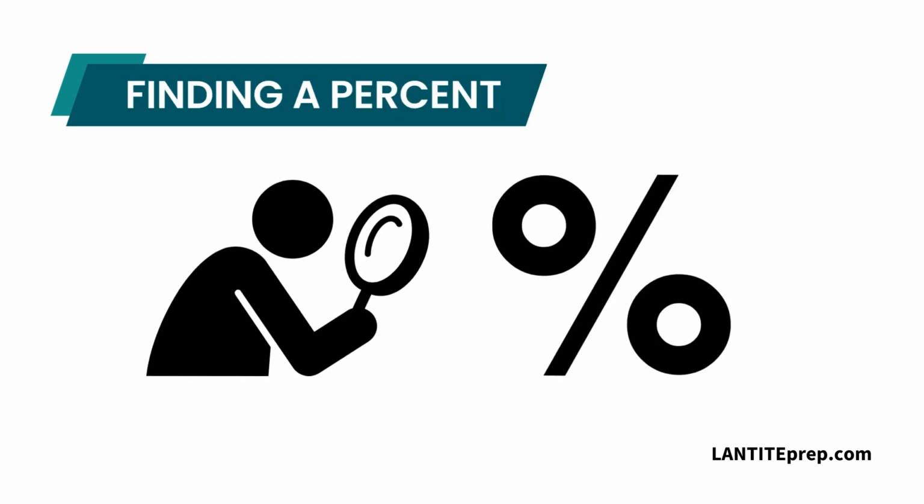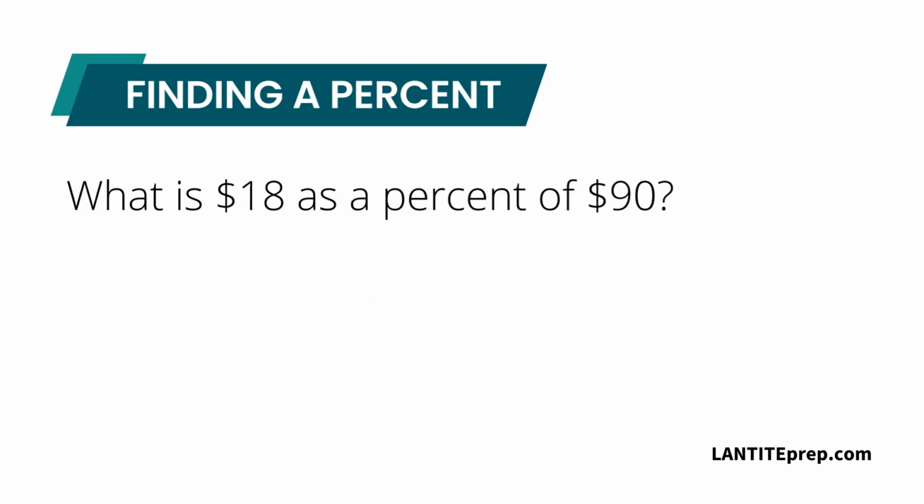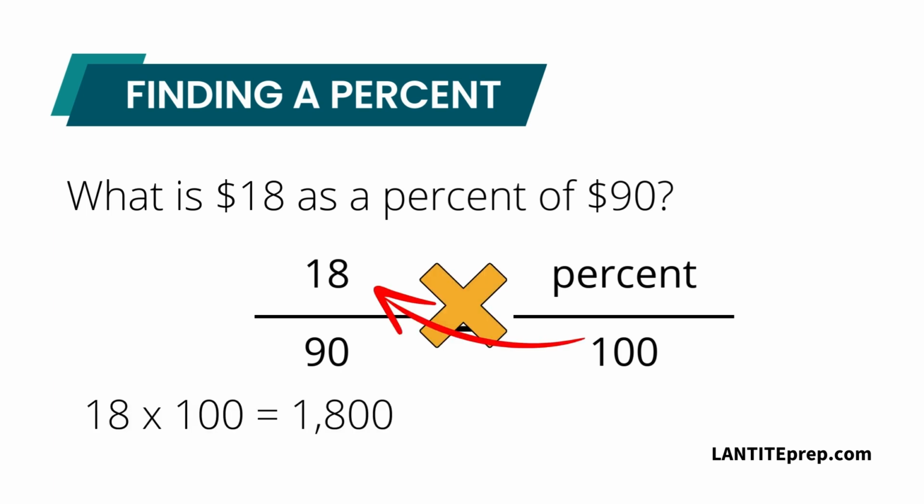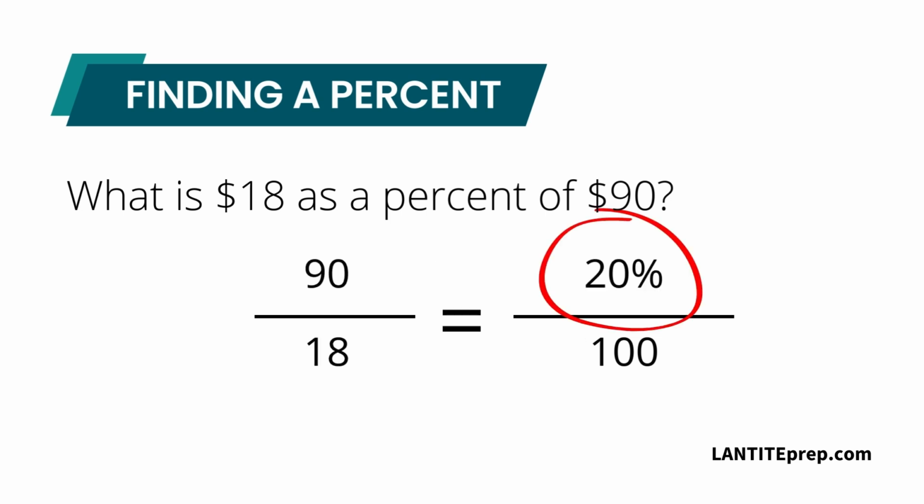Keep in mind that while taking your LANTITE test, you may be asked to demonstrate your understanding of proportions through finding a percent. Let's go over this now using an example, such as, what is $18 as a percent of $90? First, we need to fill in what we know. In this case, we'll write 18 over 90 is equal to some percent over 100. Next, we'll want to multiply across the known corners, which are 18 and 100. Then, divide by the third number, which here is 90, which will give us 20, which we can now fill in the blank as 20%.